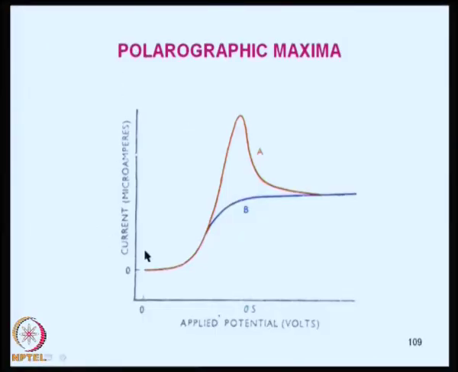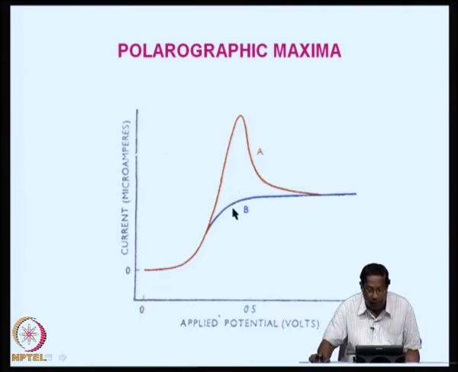I do not know whether I have a figure. Yes, here in this figure you can see that the normal residual current is like this. Sometimes with applied potential, it is not actually residual current, it is a polarogram, but you are seeing a sudden jump in the case of A compared to B. This is unnatural, because the actual polarogram is B, not A.